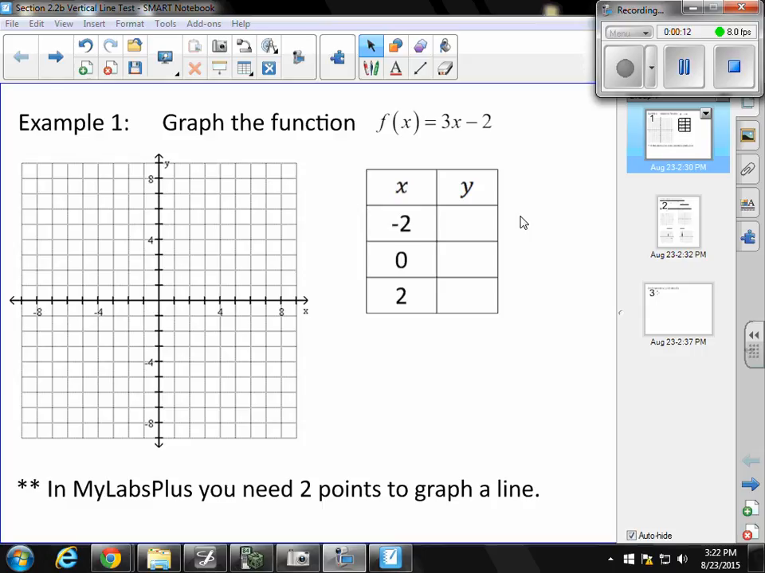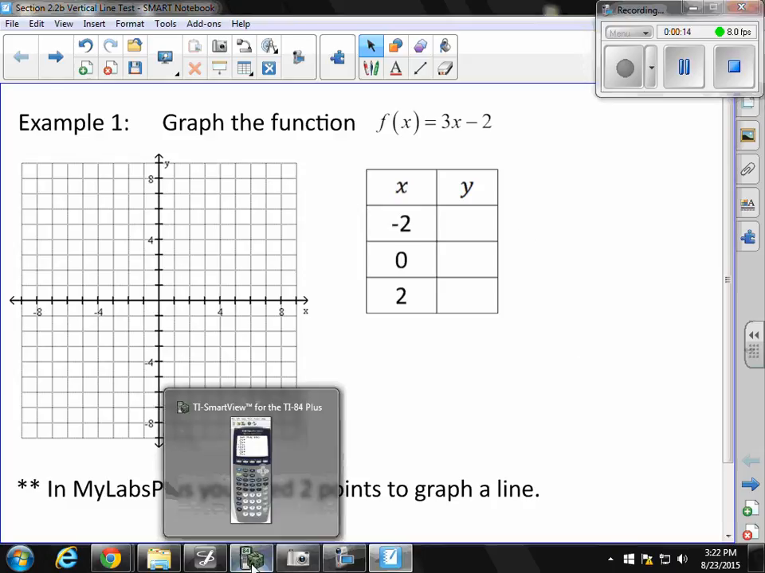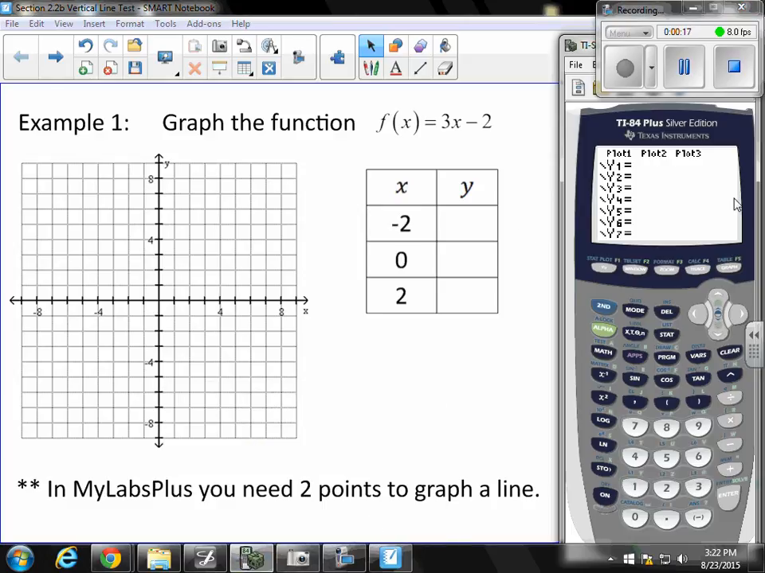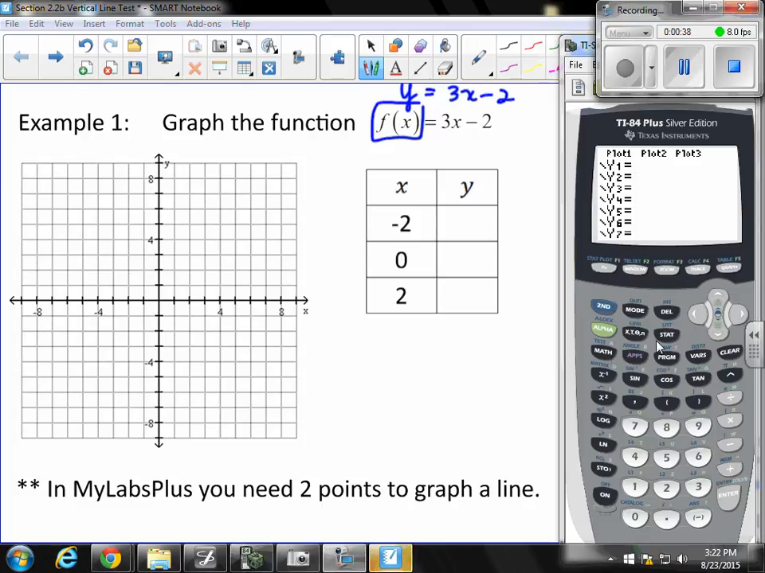First, to graph a function, if you recall from earlier, we can do this on the calculator. If I go to my y equals screen and type in my function. Now here, f of x, my function notation, takes the place of y. This is the same as saying y equals 3x minus 2. So on my calculator, if I'm graphing a function, I'm going to type that into the y equals screen. Y equals 3x minus 2.